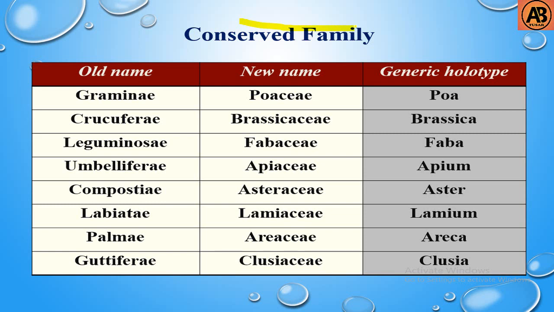Conserved families, such as Gramineae, new name Poaceae; Cruciferae, new name Brassicaceae; Leguminosae, new name Fabaceae; Umbelliferae, new name Apiaceae; Compositae, new name Asteraceae; Labiatae, new name Lamiaceae; then Palmae, Ericaceae, then Guttiferae, Cruciaceae. So these are the conserved families: old name, new name, and generic holotype.